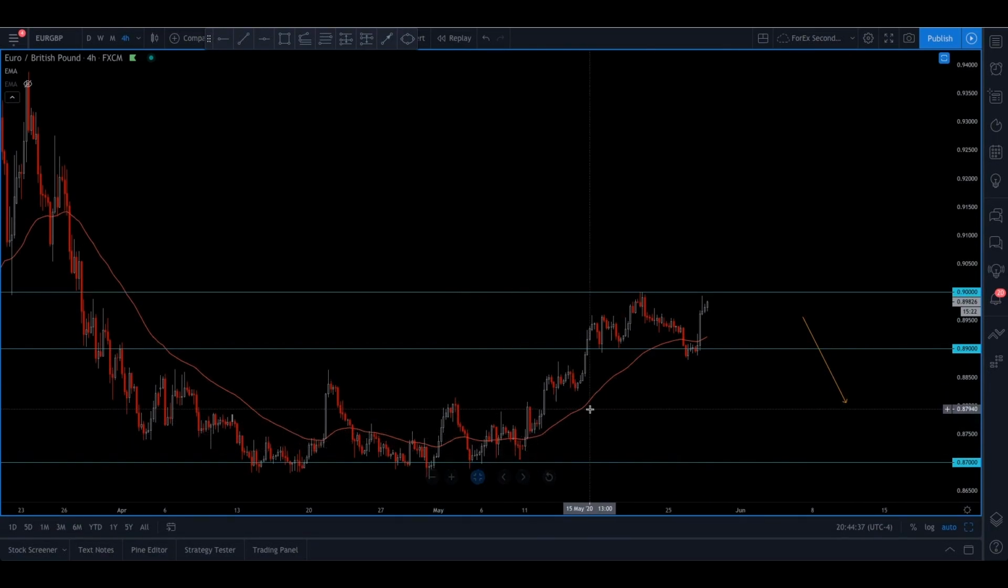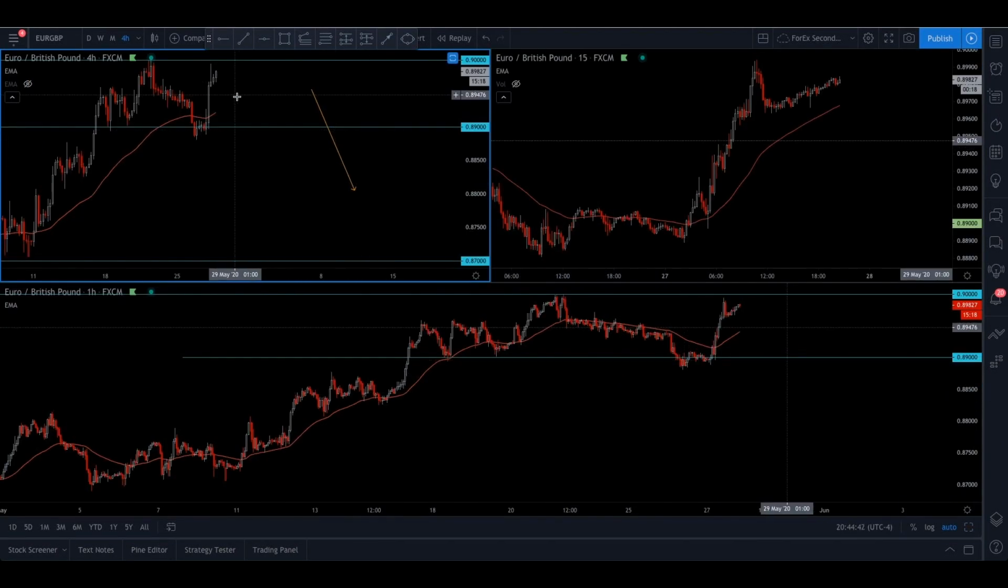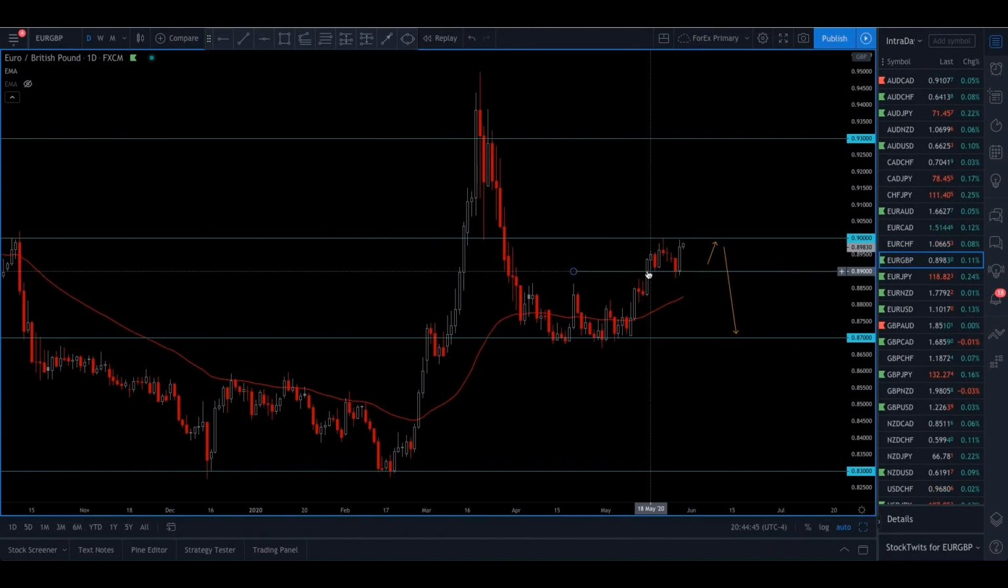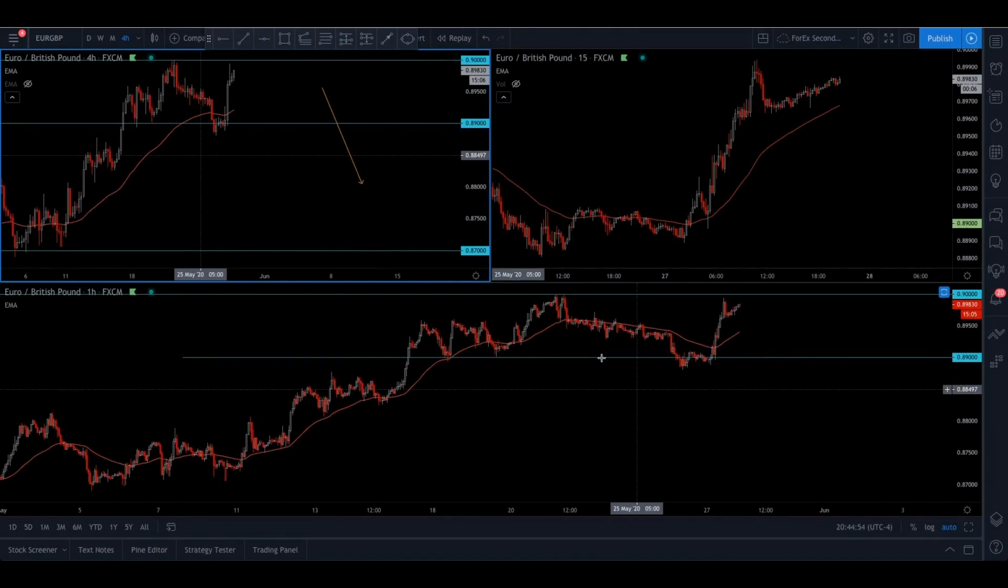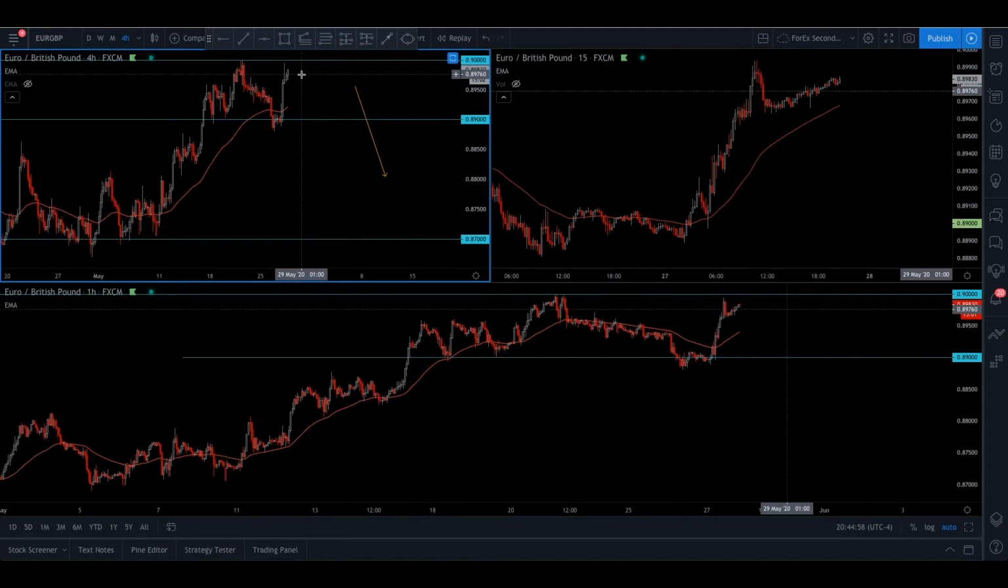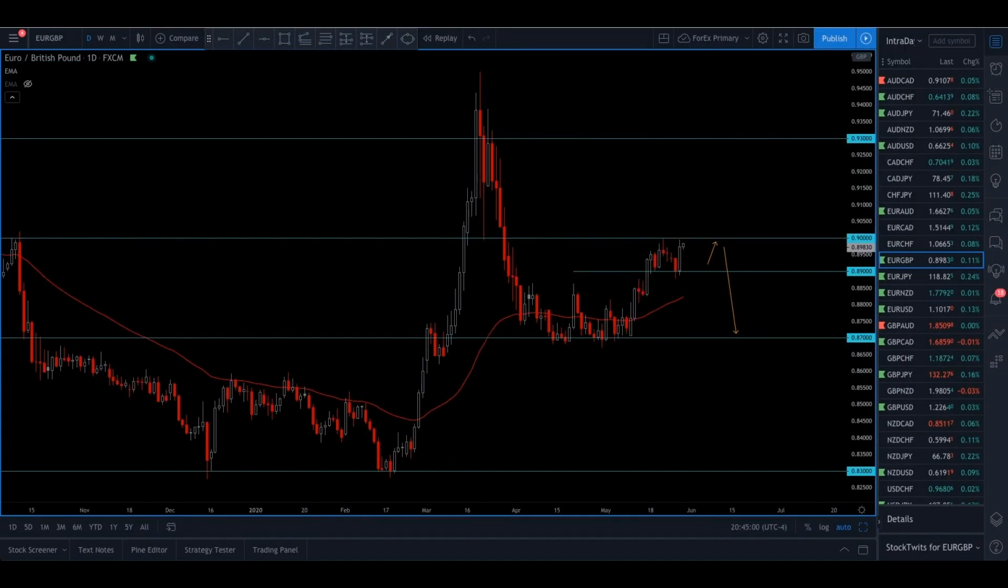Though we are breaking this 4-hour 50 MA over here, we're trading above that 4-hour 50 MA. The higher time frames do tell me that we could potentially be seeing bearish momentum, right? As I explained, the double tops over here at 0.9. Support resistance level lines up with 0.382 Fibonacci. So we're going to see what happens, but I do favor euro weakness over here along with pound strength.